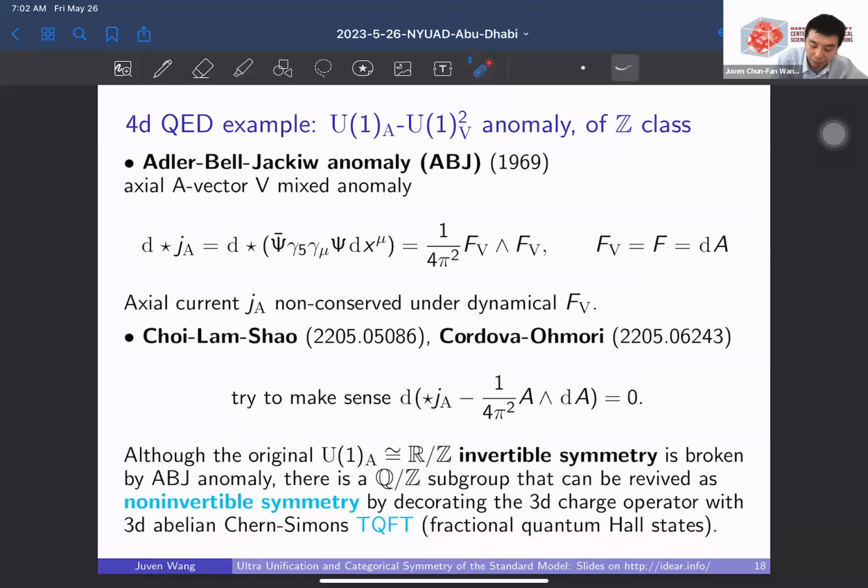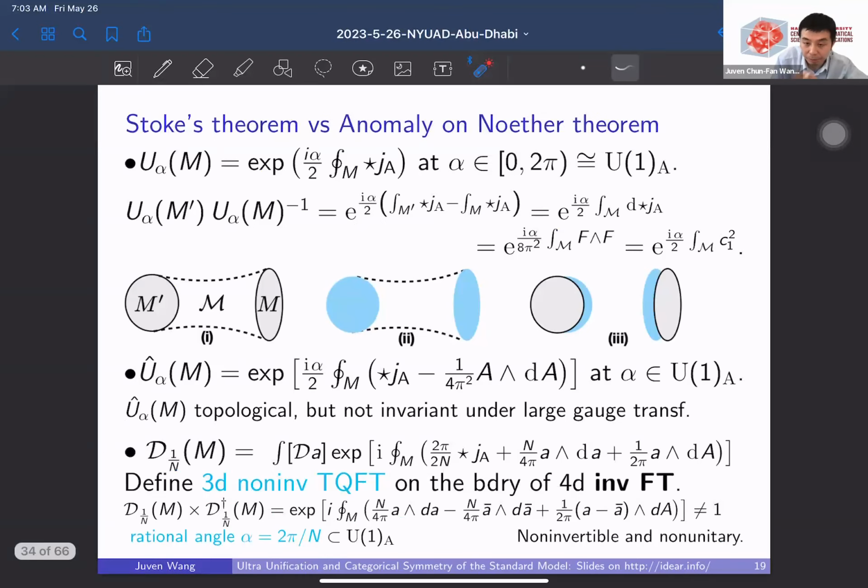So this type of thing is a way of changing the charge operator into a new form that makes the symmetry non-invertible. Because I'm out of time, I'll just say that this procedure can be done in a few steps through Stokes' theorem, such that the charge operator's current non-conservation can basically be absorbed by moving this F∧F term to the boundary as some response of a quantum Hall state with some gauge field A of the U(1) vector.